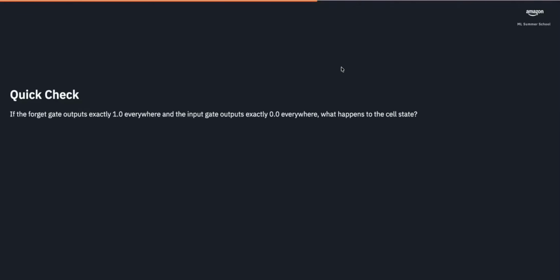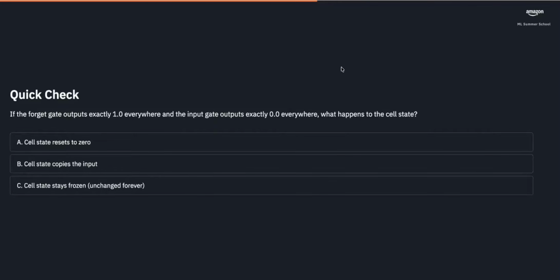Let's do a quick check of what we have learned so far. If the forget gate outputs exactly 1 everywhere and the input gate outputs 0 everywhere, what happens to the cell state? The first option is the cell state resets to 0, the second is the cell state copies the input, the third is the cell state stays frozen and remains unchanged forever, and the fourth option is the cell state oscillates. I'll give you 10 seconds to think about it and answer in the chat. We can then discuss the answer.